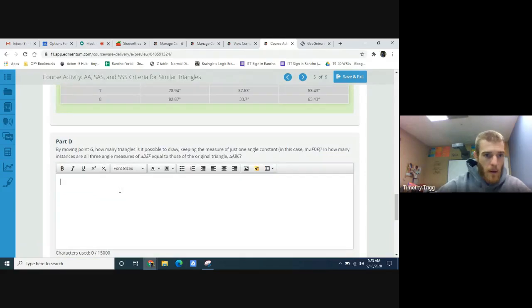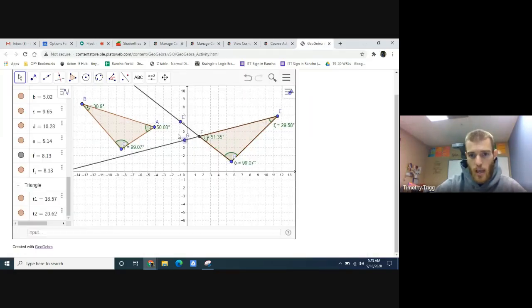Part D. By moving point G, how many triangles is it possible to draw, keeping the measurements of just one angle consistent? How many instances are all 3 angle measures of triangle DEF equal to those of the original triangle? You can make infinite triangles by moving point G and changing 2 of the angles.